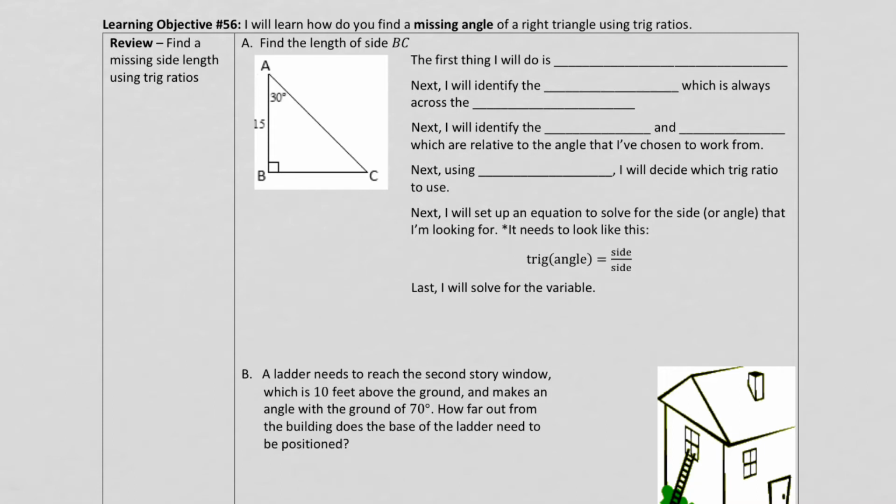Alright, this is Notes 56. So today our goal is going to be to learn how to find the missing angle of a right triangle using trig ratios. So before we do that, I do want to spend a little bit of time here reviewing how to find the missing side length using trig ratios.